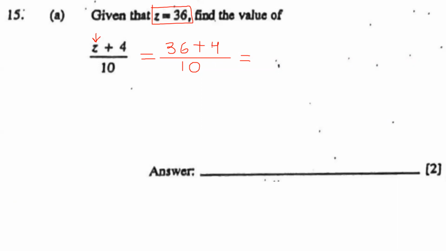Now, what is 36 plus 4? 36 plus 4 is definitely 40. Okay. And 10, we keep that. So 40 divided by 10. And what is 40 divided by 10? Well, that's simply what? 10 goes into 40 how many times? 4 times. So the answer is 4. So the value is 4. 7 plus 4 divided by 10. Its value, if z is 36, is 4.